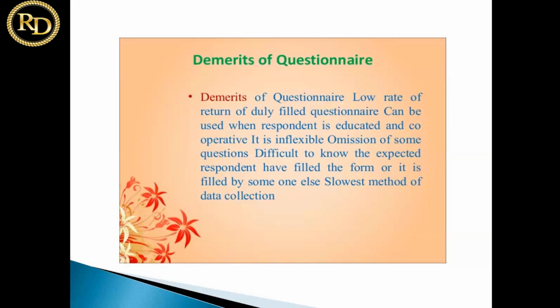It is inflexible, with omission of some questions. It is difficult to know whether the expected respondent has filled the form. It is very hard to know whether the required persons have filled up the form, or whether it is filled by someone else. It is the slowest method of data collection, because we get the information at a very slow rate.